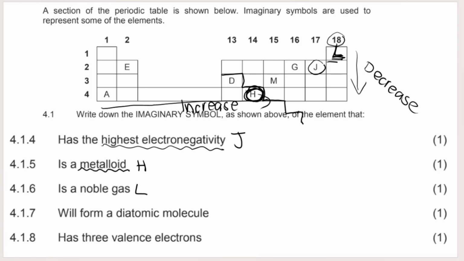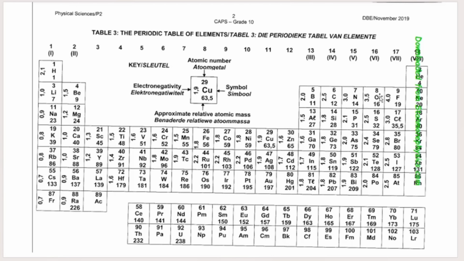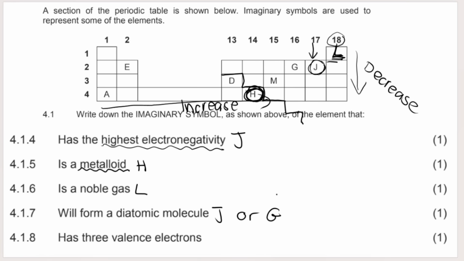Which will form a diatomic molecule? I would immediately say J because it is a halogen. We know the halogens form diatomic molecules, but you can also say G. And that's because if you look at the position of the imaginary symbol G on the periodic table, you can see it's in group 16 over here, next to the noble gases in period 2. And that essentially corresponds to oxygen, which we know can form a diatomic molecule, oxygen. Okay, so G or J has 3 valence electrons.